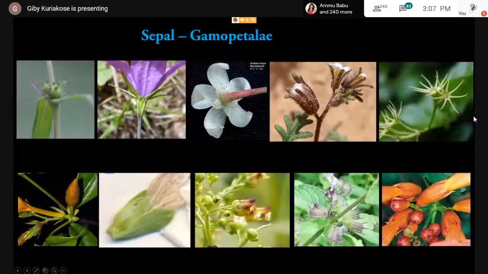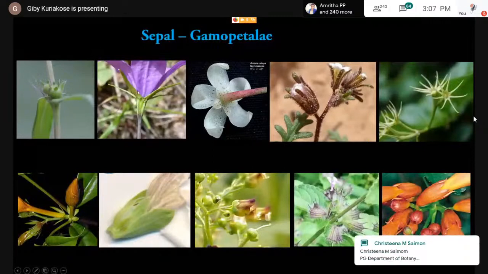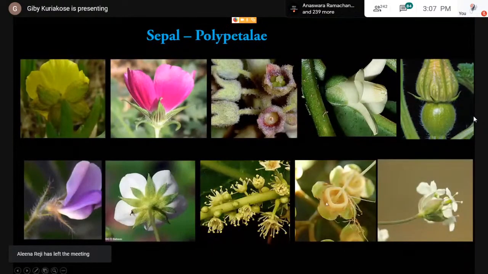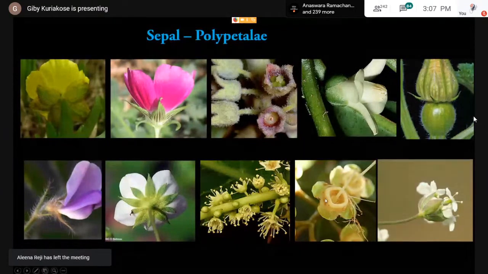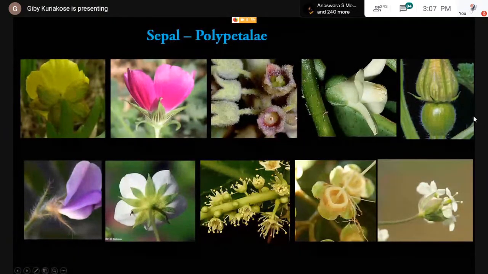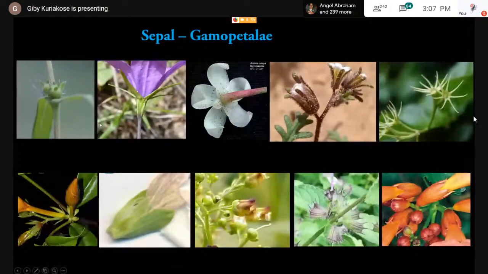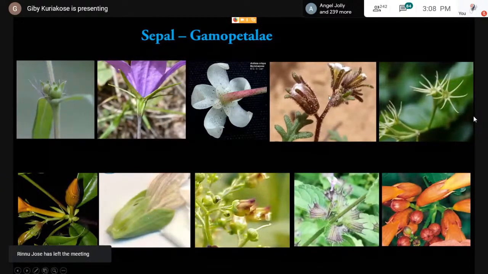And when you come to gamopetalae, one major thing that you can notice is that most of the gamopetalous plants also have gamosepalous sepals. Here also you get gamosepalous sepals or calyx. But most of the polysepalous sepals you get in polypetalae. Also mostly non-hairy. But in some families like Lamiaceae, Scrophulariaceae, you get hairy calyx. Otherwise, most of the gamopetalae sepals are non-hairy.